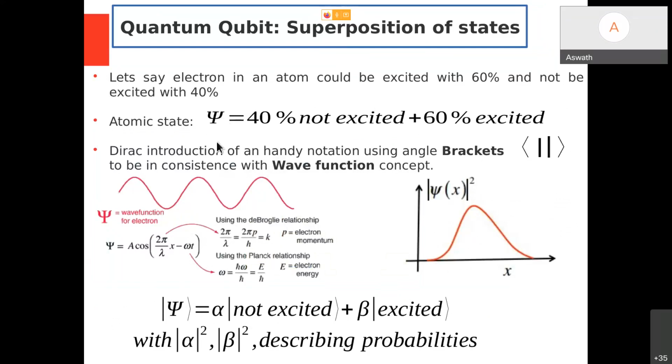Basically, I'm writing a quantum state with the Greek letter psi, representing a wave function corresponding to an electron being excited or not excited. Let me do that: 40% not excited, 60% excited. That's what I'm writing. Together it should give me 100%. I'm trying to write it that way.